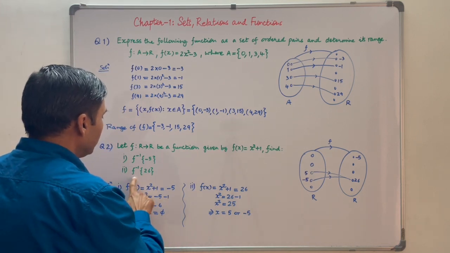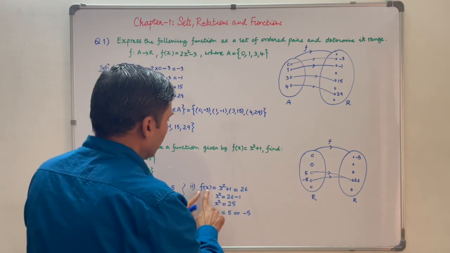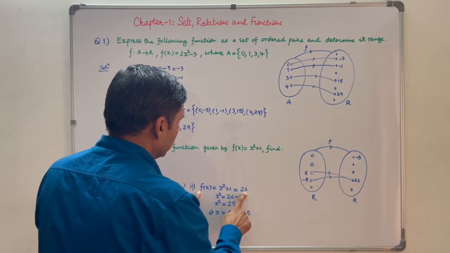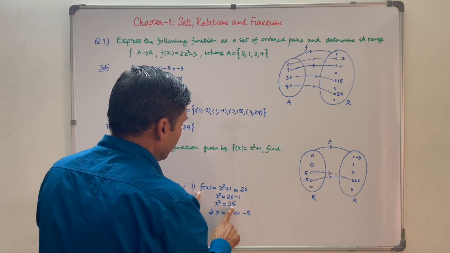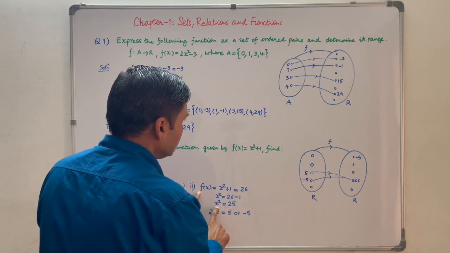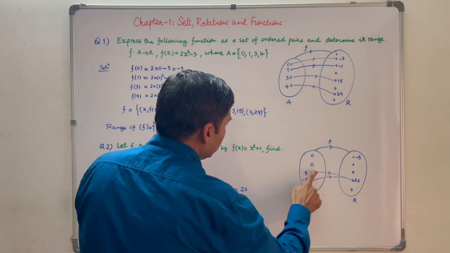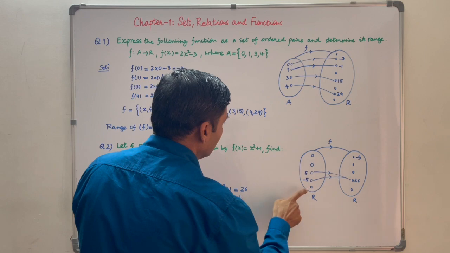Second part, f inverse of 26. Following the same method, we will equate f(x) equal to 26. So x square is equal to 25, means x equal to plus minus 5. That is, there are two pre-images corresponding to 26 and they are 5 and minus 5 in the domain.